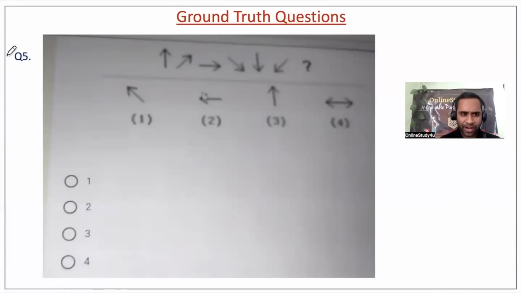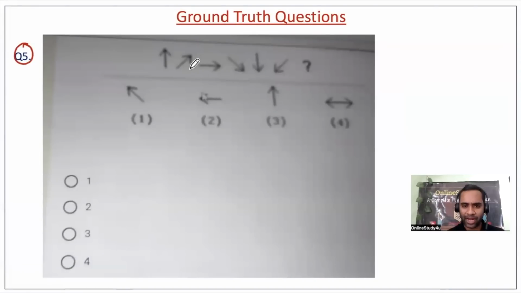Okay, now friends, question number 5. Question number 5 is very easy, no problem at all. If we try to analyze, friends, this turn is a 45-degree turn clockwise. So let us do one thing. Let us try to make one diagram here. Right now we have this.